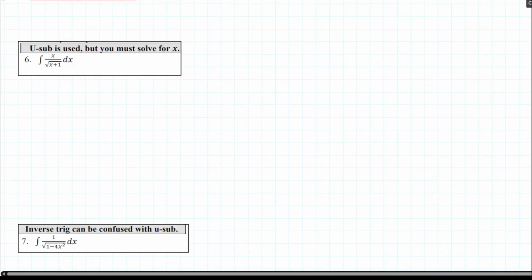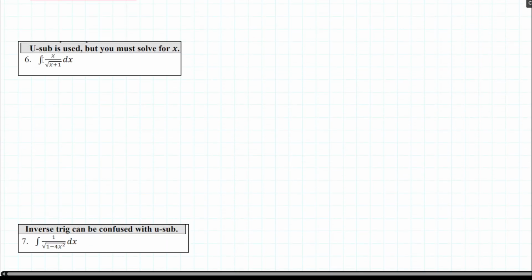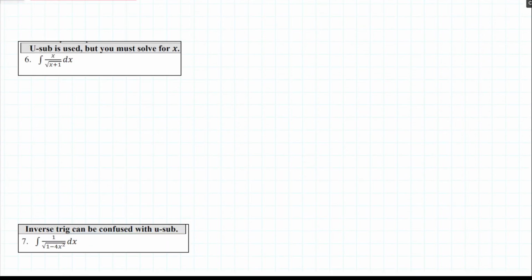Let's solve the next problem here. So we have the integral x over square root of x plus 1 dx. Okay, let's choose u equal to x plus 1 here. So u equal to x plus 1, then du equal to dx. Okay, so here if u equal to x plus 1, then x equal to u minus 1, right? Subtracting 1 from both sides. So now let's use this.